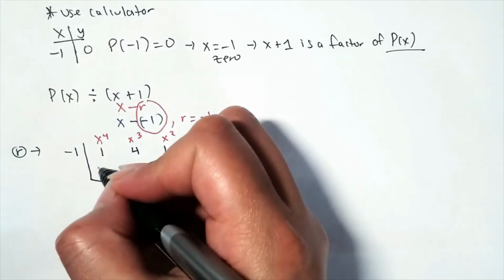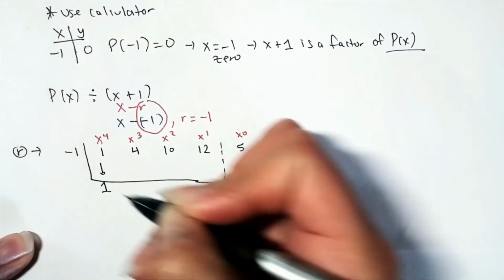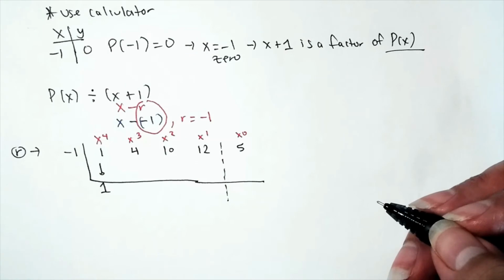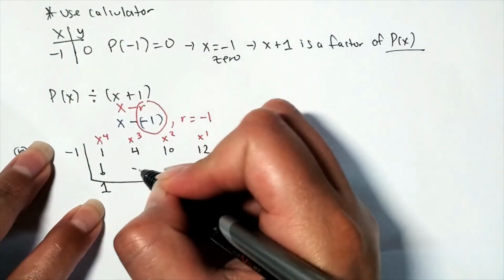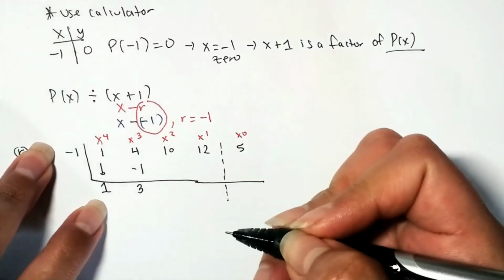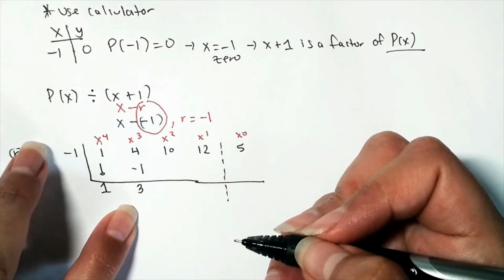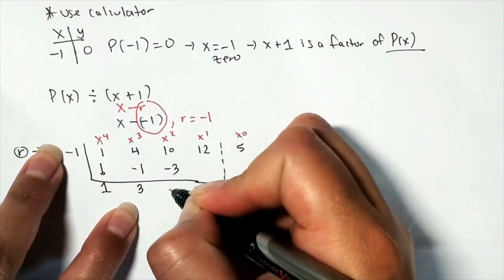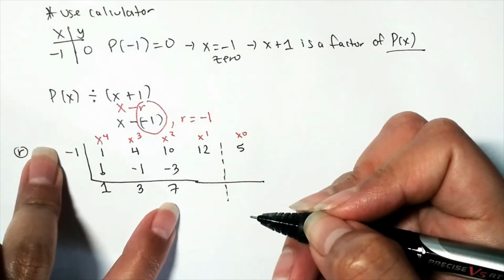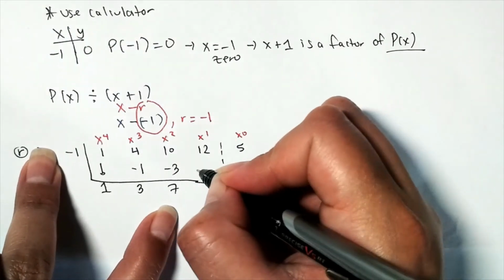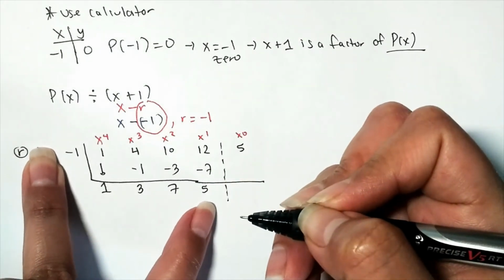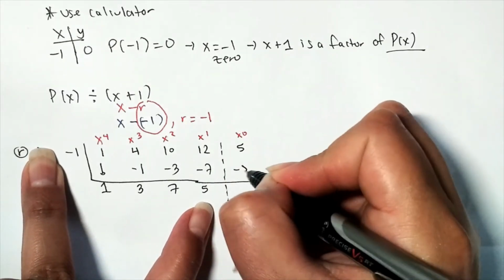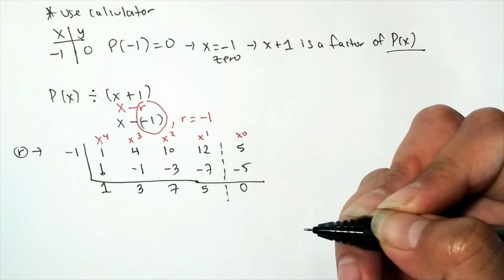So for synthetic division, we're going to bring down the first number, multiply, add until we can't no more. Product of 1 and -1 is -1, and then that sum will give us 3. Product of 3 and -1 is -3, and that sum is 7. Product of 7 and -1 is -7, and that sum is 5. Final product of 5 and -1 is -5, and the sum is 0.